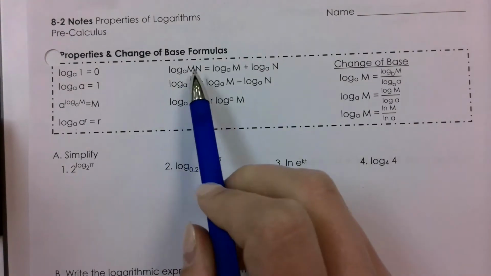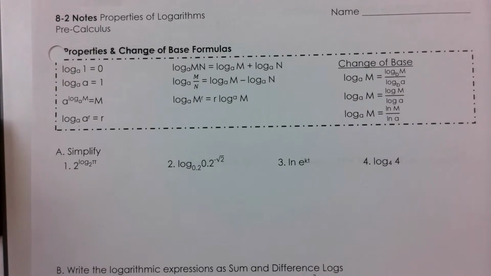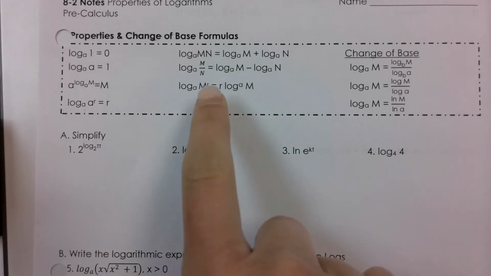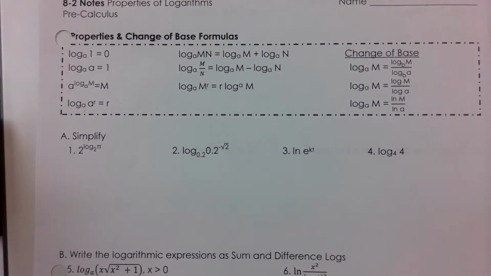If you are multiplying inside your log, you can separate it by adding. If you're dividing inside your log, you can separate it by subtracting. And if you have an exponent inside your log, you can pull it to the front. That's basically it. Is that okay?